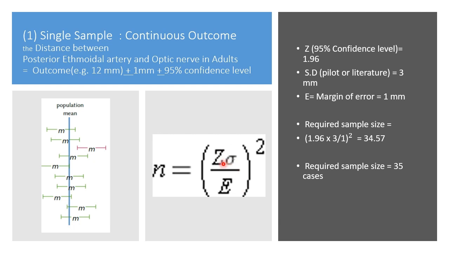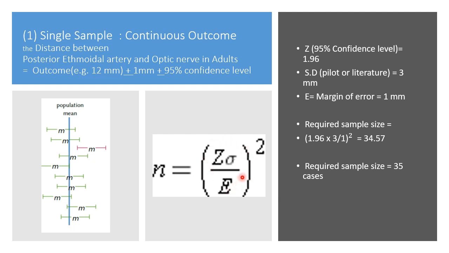The first is the level of confidence, and we have chosen 95% level of confidence. The z-score for this is 1.96, so we'll put here 1.96. The standard deviation of the measurement between the posterior ethmoidal artery and the optic nerve from previous studies or from a pilot study should be about 3 millimeters, so that would be plugged into here. And the margin of error that we have chosen, because we want to be very precise, would be 1 millimeter, and that would fall into here.